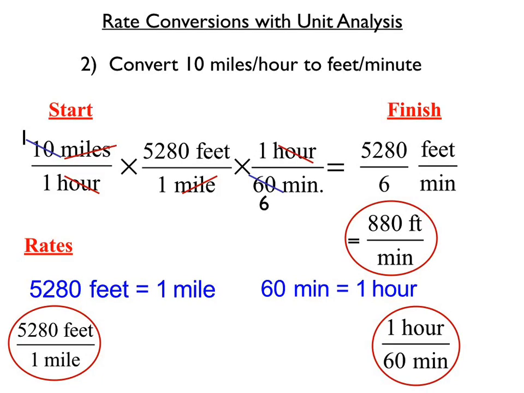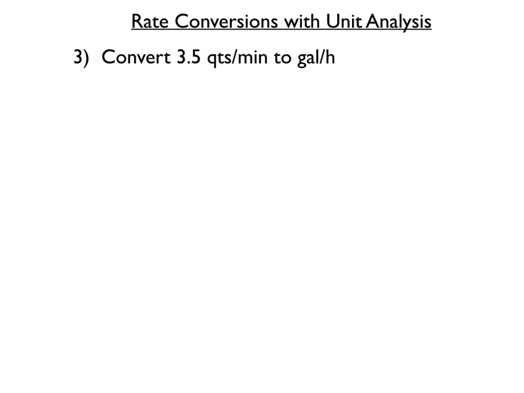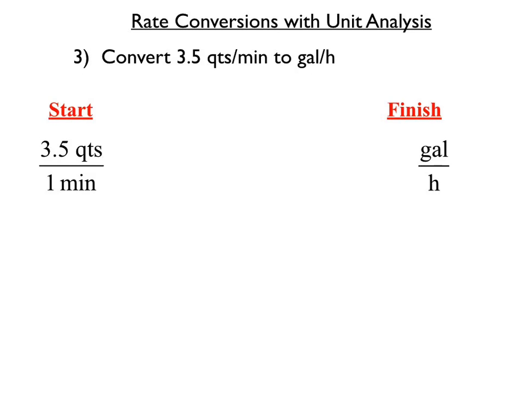So let's take a look at number 3. We're converting from 3.5 quarts per minute to gallons per hour. We're starting with 3.5 quarts per minute, excuse me, and we're trying to finish with a unit rate of something gallons per hour. So we need to get rid of quarts and end with gallons, get rid of minutes, end with hours.